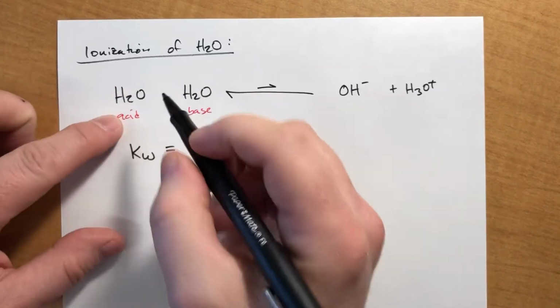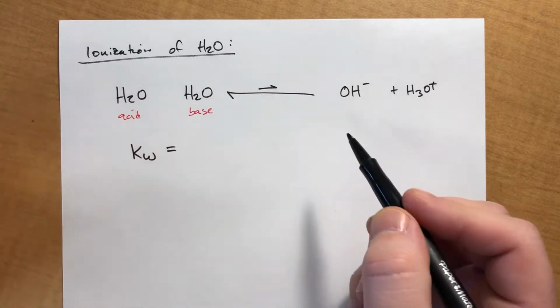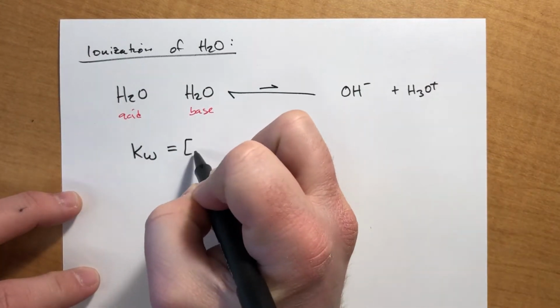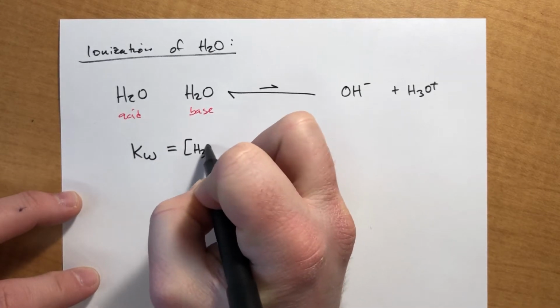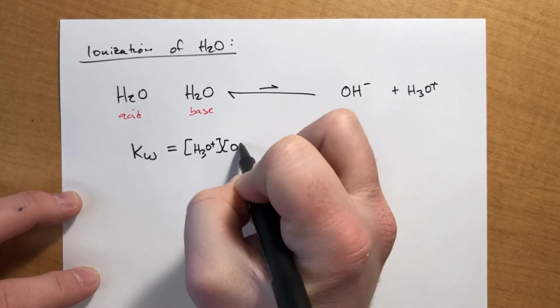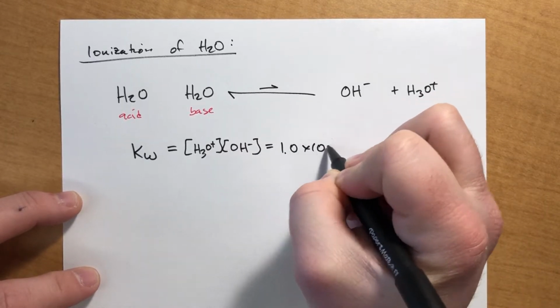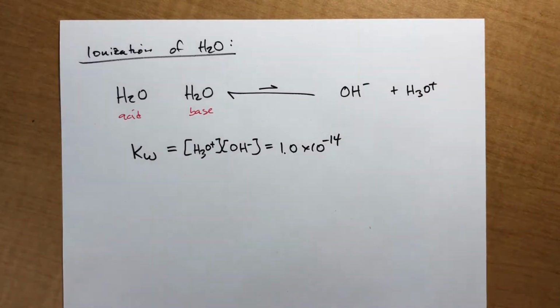And these are both liquid. So our Kw is products over reactants. It's literally just these two things multiplied together. So most people write the acid first. It doesn't really matter. And the value for this is 1.0 times 10 to the negative 14th.